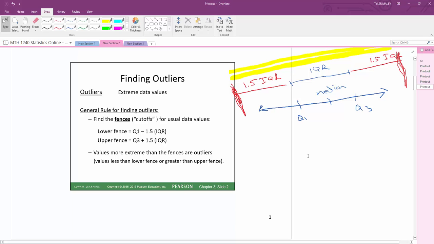And that's what this is showing, just with an equation. So I refer to this part as my lower fence, and I refer to this part as the upper fence.